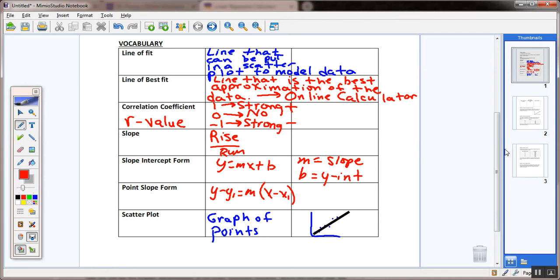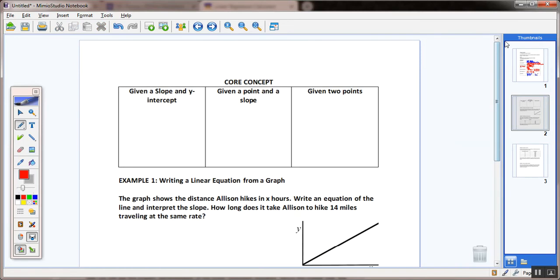All right. Well, guys, at the top of page 2, core concept. Let's just run through this real quickly. I'm going to kind of blow this up. There's opportunities when you're given a slope and what else, kids? Okay. If that ever happens, use slope-intercept form. So you might be given information like this. They might say slope is 2 and the y-intercept is 6.